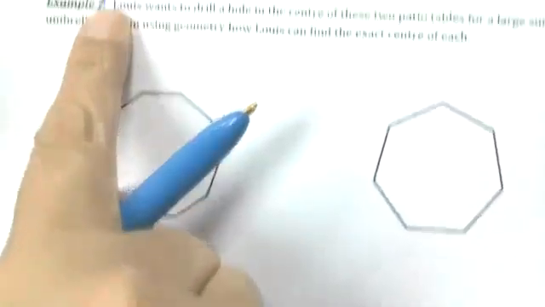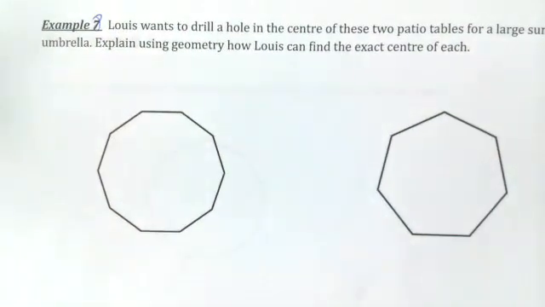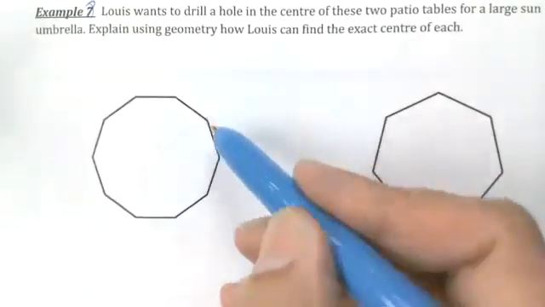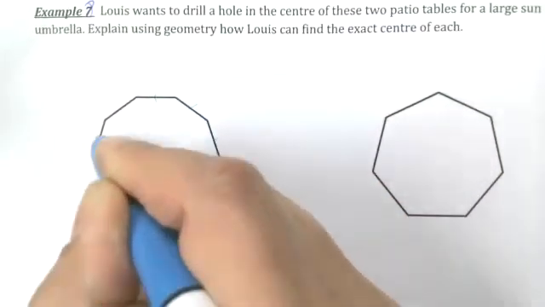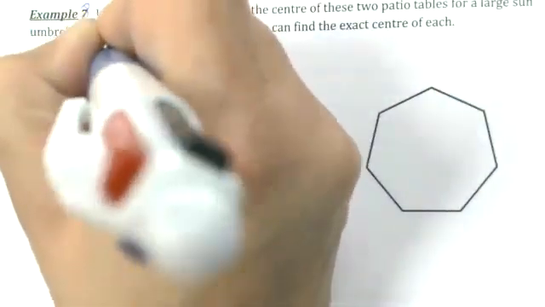Louis, this is example 8, actually, I messed up the numbering. So Louis wants to drill a hole in the center of these two patio tables for a large sun umbrella. Explain using geometry how Louis can find the exact center of each, right? So we're going to explain using property 1 and property 2, depending on the number of sides. So the first patio table has how many sides? Let's see, 1, 2, 3, 4, 5, 6, 7, 8, 9, 10. So 10 sides, an even number.